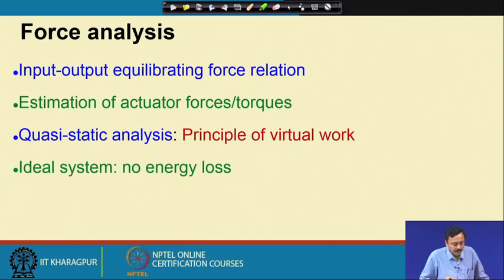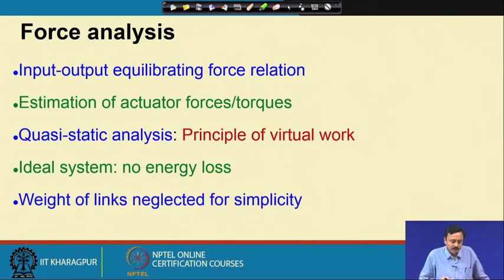We will assume that our system is ideal, that means there is no energy loss. Furthermore, for simplicity, we are going to assume that the weights of the links are small compared to the forces that they are carrying. So, under these assumptions and with this goal, we are going to discuss the force analysis problem.